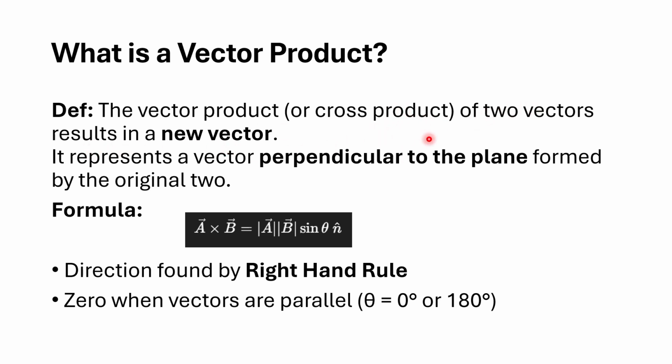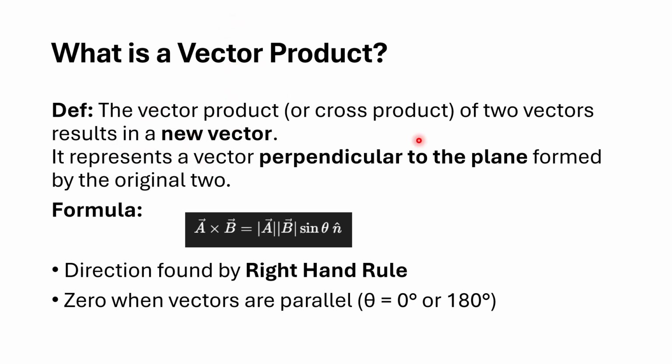When we multiply one vector with another vector, and the multiplication gives us another vector, which has a direction and the properties of a vector, that type of product we call the vector product. If we have two vectors and we multiply them, and the product gives us another vector, that is the vector product. This is the simple definition.